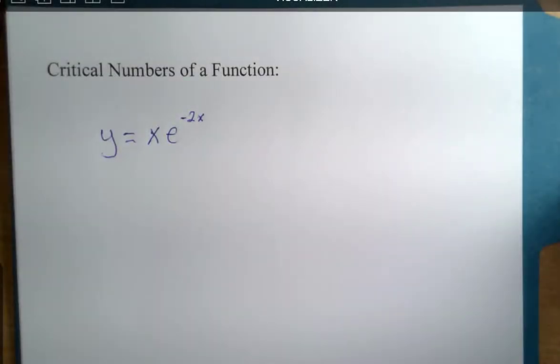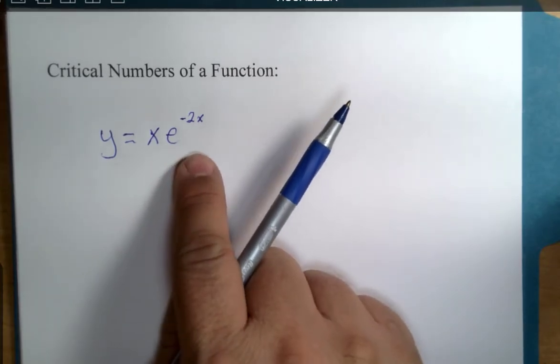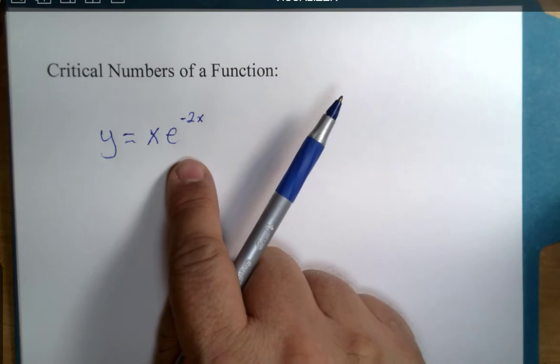Let's try finding the critical numbers for this function. y is equal to x multiplied by e to the negative 2x power. So, first thing, let's determine if there are any undefined values for this function.